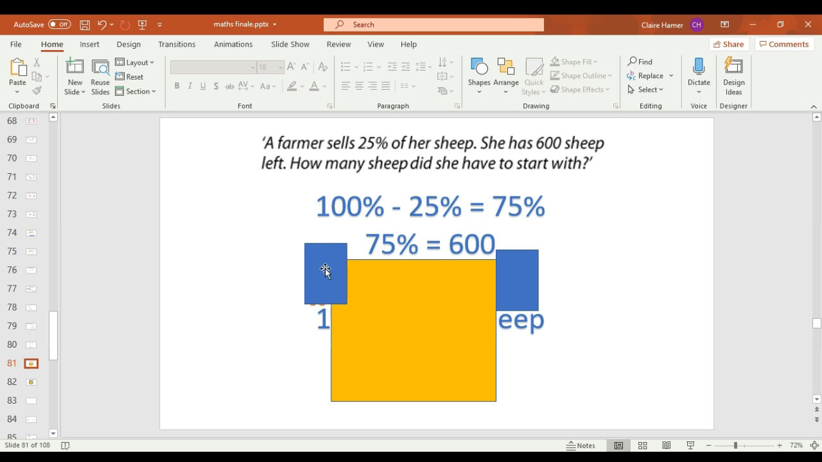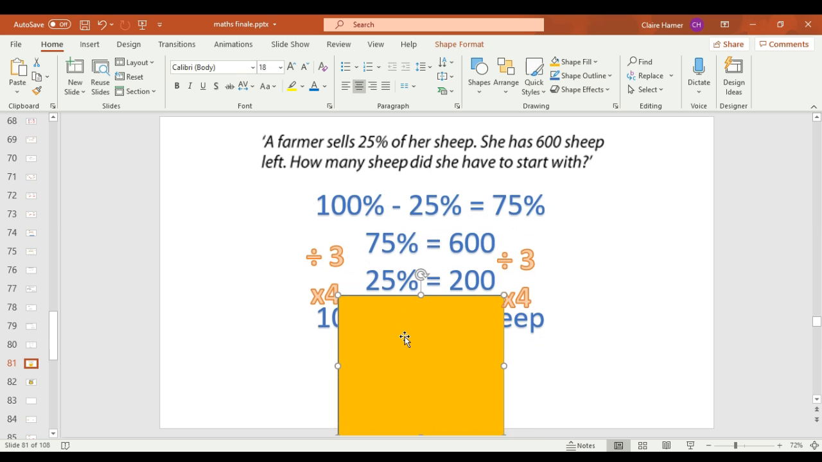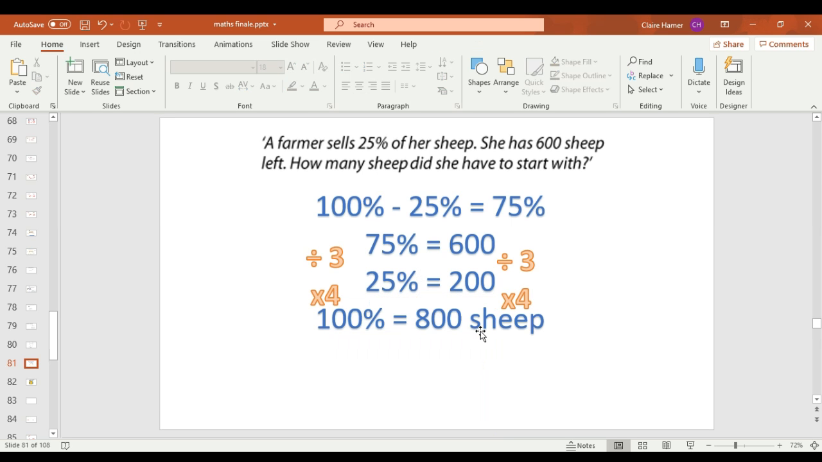Okay, I'm going to reveal my solution, my method. So first I chose to divide both sides by 3 because I wanted to know what 25% is worth. So 25% is equal to 200 sheep. Then I thought, well, I know that 25 times 4 is 100. So I just multiplied the 25% by 4 and I got 800 sheep. So the farmer had 800 sheep to start with.